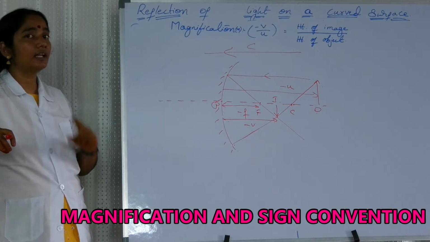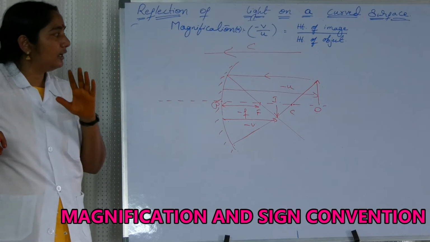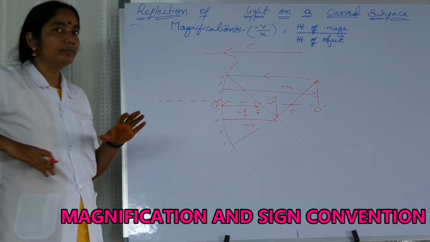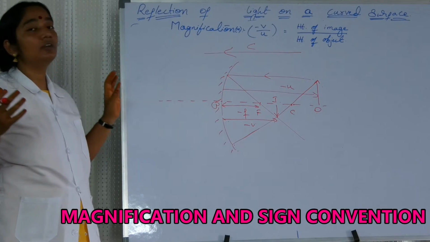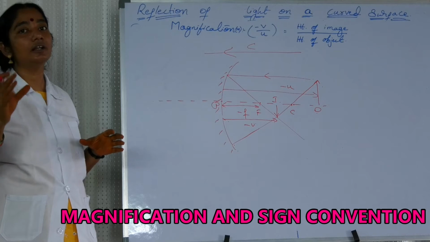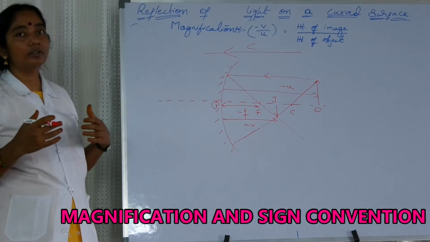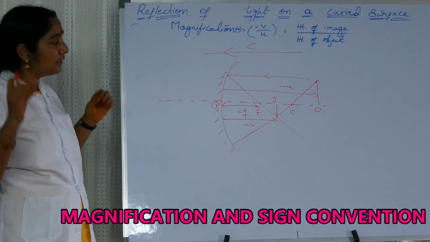One important topic in optics is sign convention, and most of the children get confused in this particular case. In the sign convention, where to take positive and where to take negative, this knowledge is especially useful when you are solving a numerical problem. When you are doing any problem, you must know this.